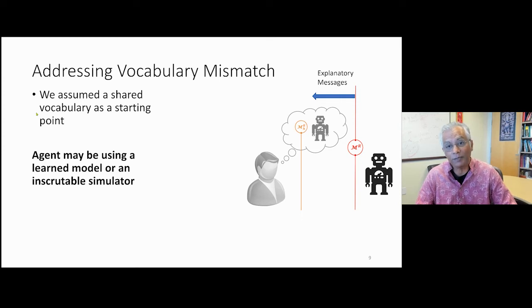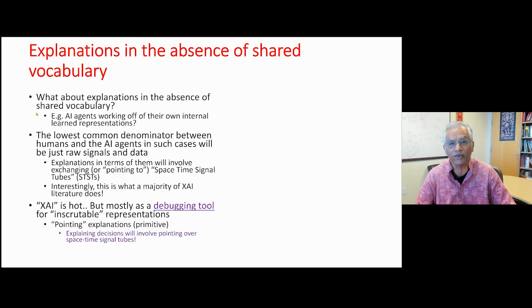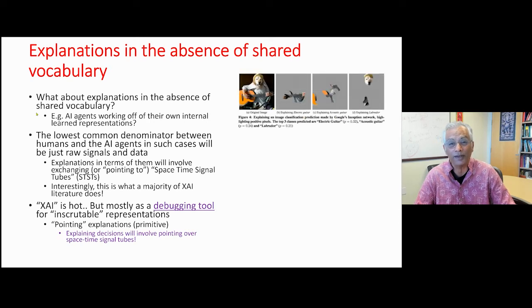But things become even more complex when there isn't even any shared vocabulary. An agent might be using a learned model or an inscrutable simulator. And so then what would you do in those cases? So what I'm going to be talking about is explanations in the absence of shared vocabulary.